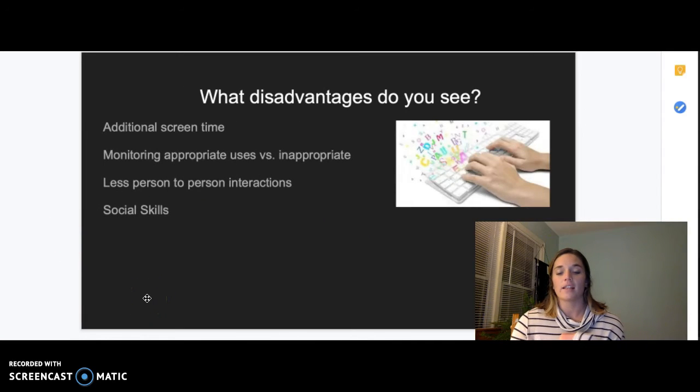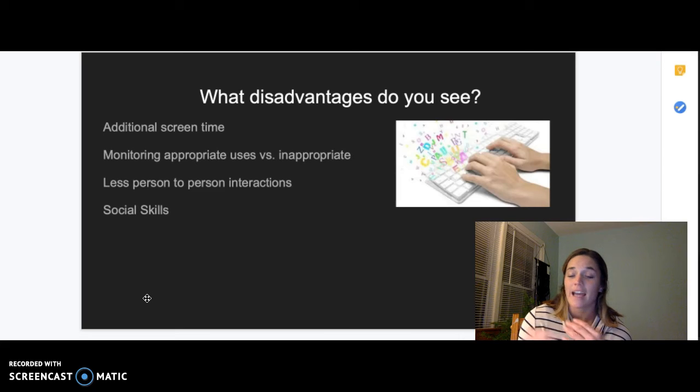Disadvantages that I see, it's more screen time. No matter what, if you put a student on a computer, Chromebook, iPad, whatever, they are immediately thinking, oh yes, this is fun, because they're so used to having technology at home as a game. So I think having to make that transition between this is school, this is for learning, this is not for you to play. There are those times that it can be, but not right now.